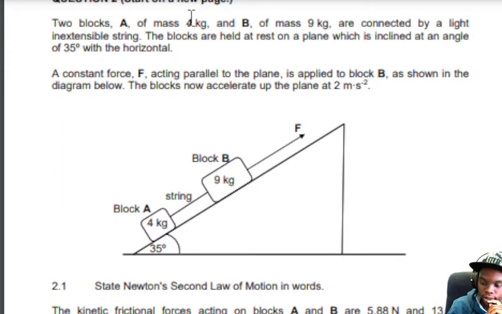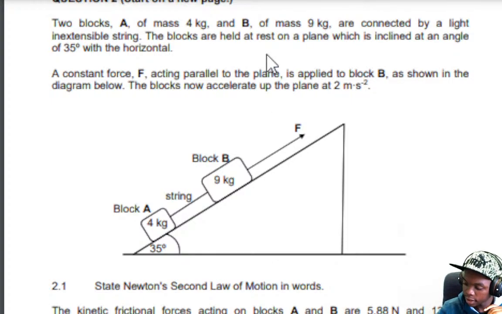Now let's come to this scenario. In this scenario, they say 2 blocks, A of mass 4 kg and B of mass 10 kg, are connected by a light inextensible string. The blocks are held at rest on a plane which is inclined at an angle of 35 degrees to the horizontal. Now they say a constant force F acting parallel to the plane is applied to block B as shown on the diagram. The blocks now accelerate up the plane at 2 meters per second squared.